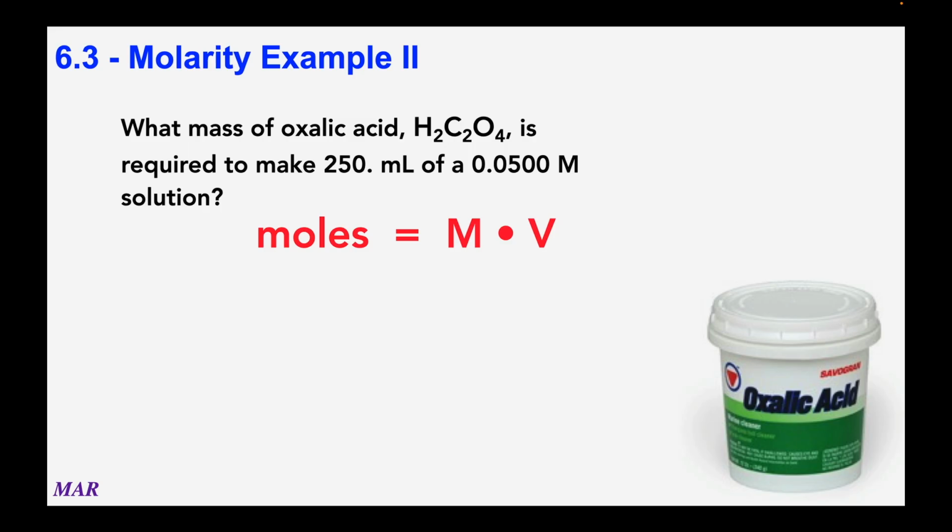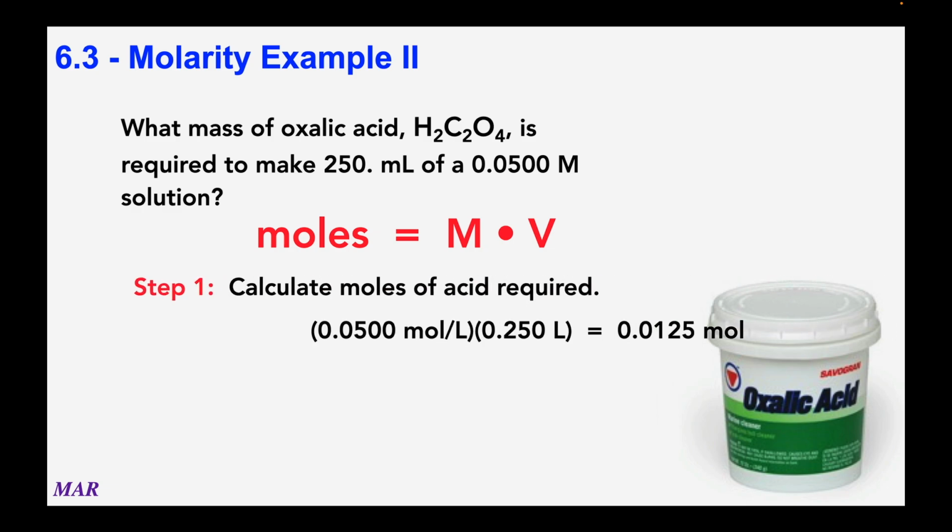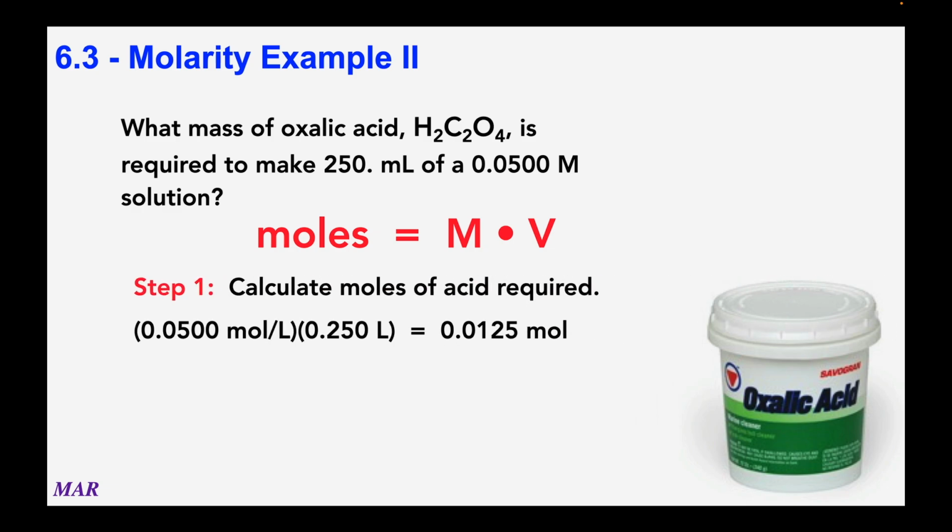Now remember, it's 1,000 milliliters per liter. So in this case, 250 milliliters is 0.250 liters. And if you multiply that by the big M, which is moles per liter, the liters on top and the liters on the bottom cancel. 0.0125 moles of oxalic acid are needed.